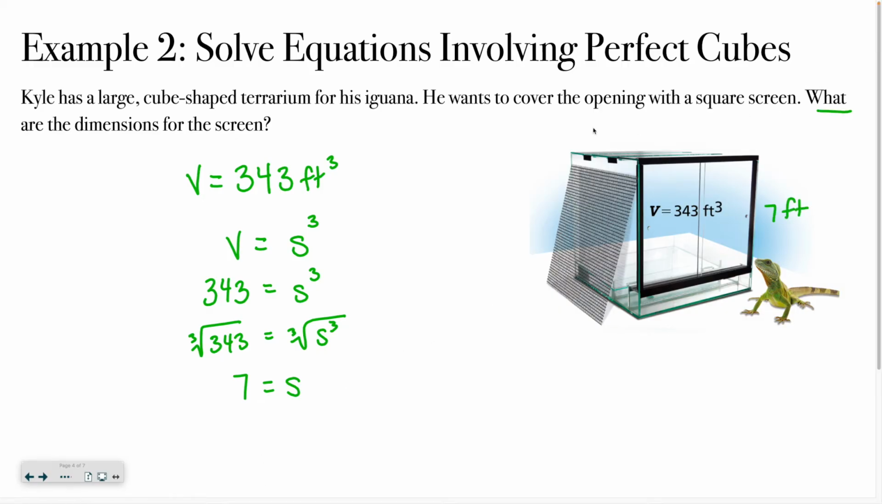And I want to know, what are the dimensions for the screen? Well, it's a square screen, so 7 feet by 7 feet. So I would write 7 feet by 7 feet. And there are a couple of different ways to write this. Some of you like to write it using the X, and some of you like to write it using the word by.